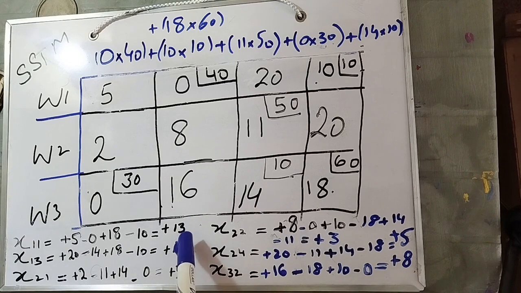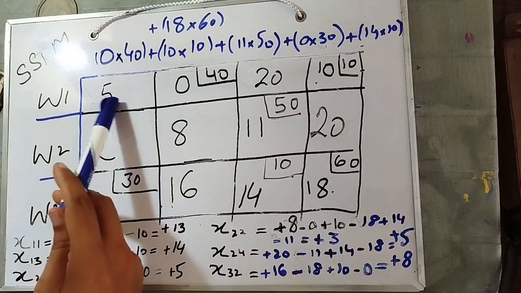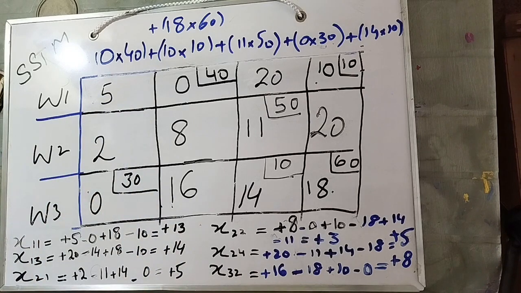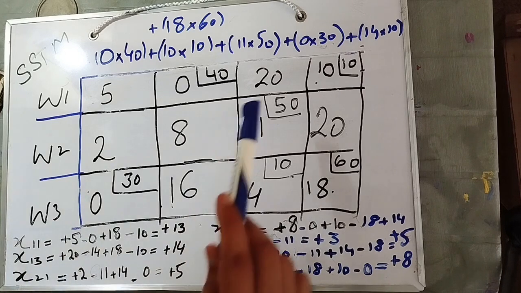Okay, so plus 13 tells us that there is no need for further allocation in this particular cell. Okay, so it is optimal. So when we move ahead, x13 is the 20.